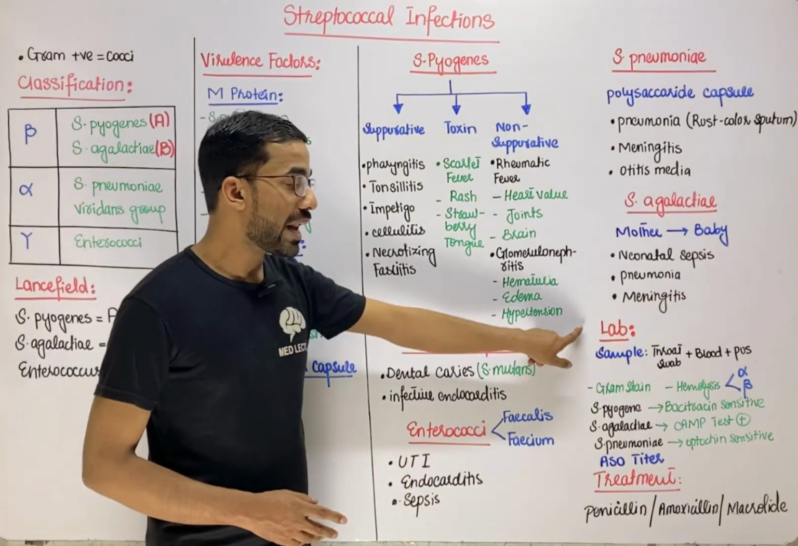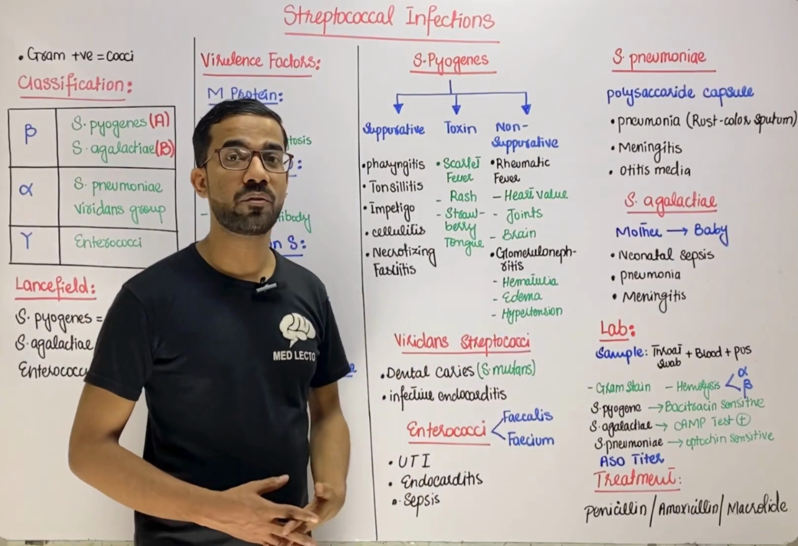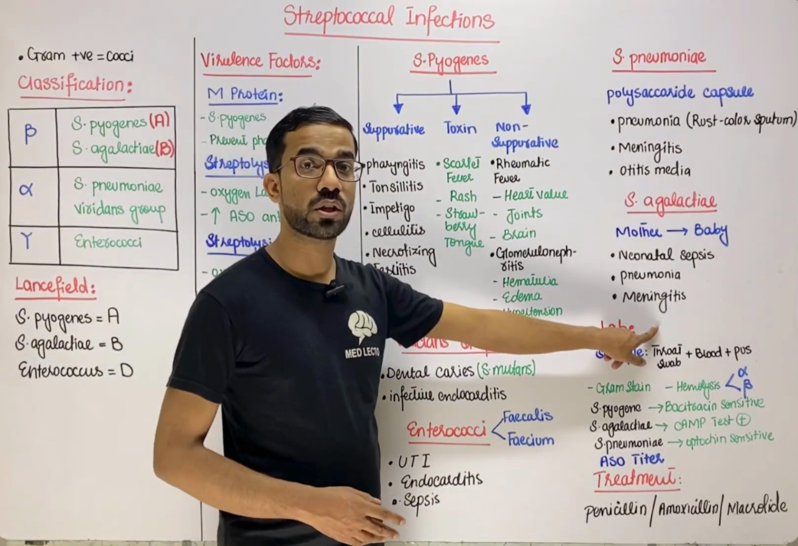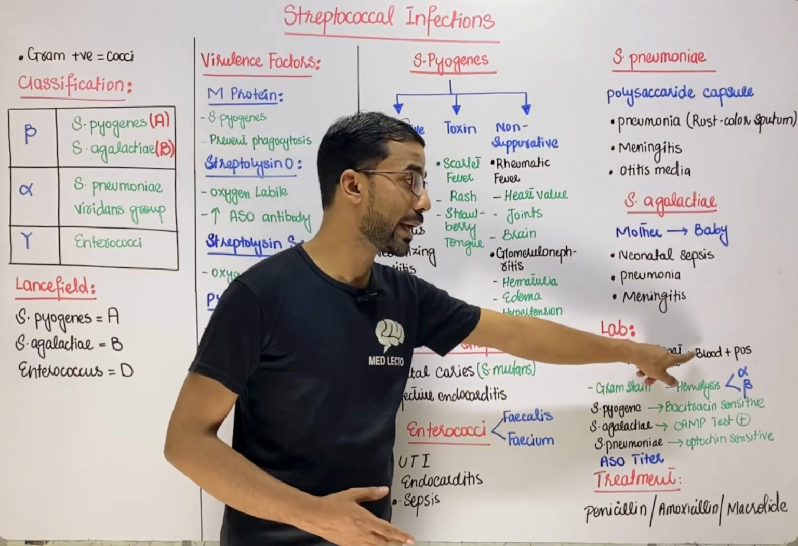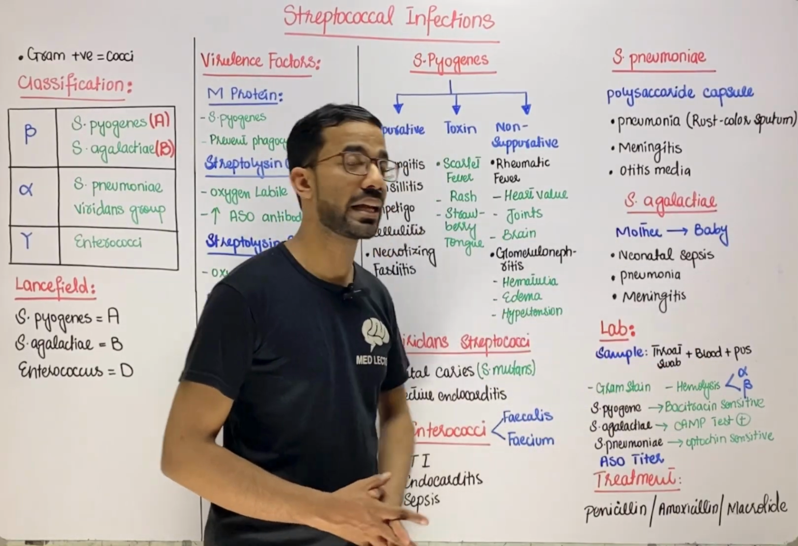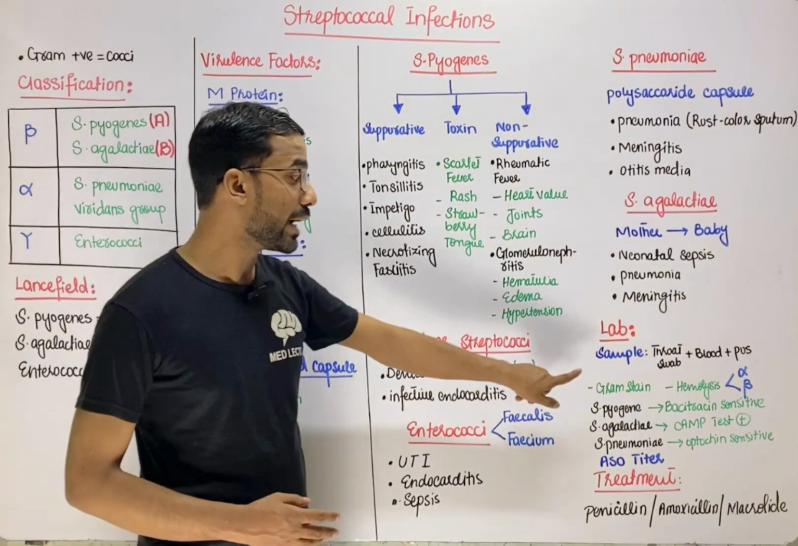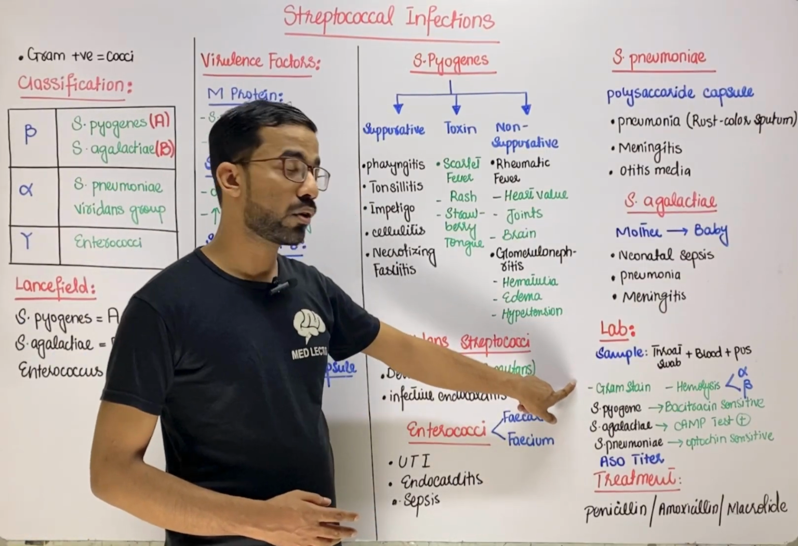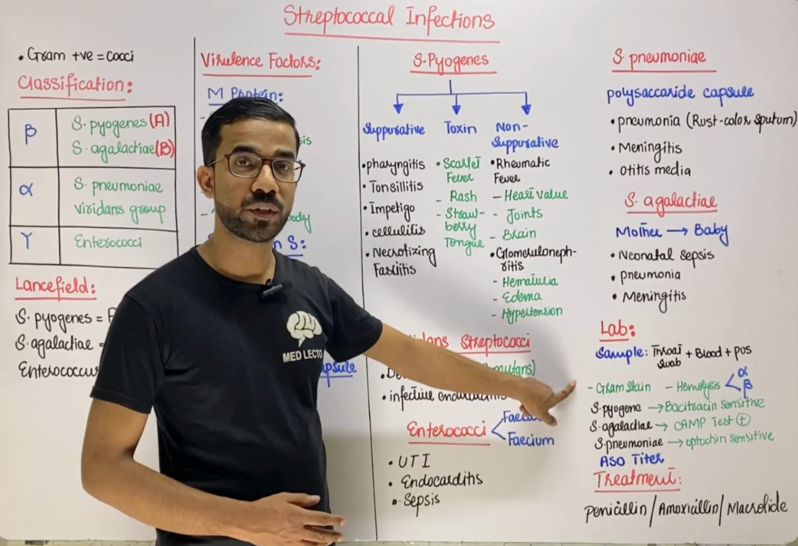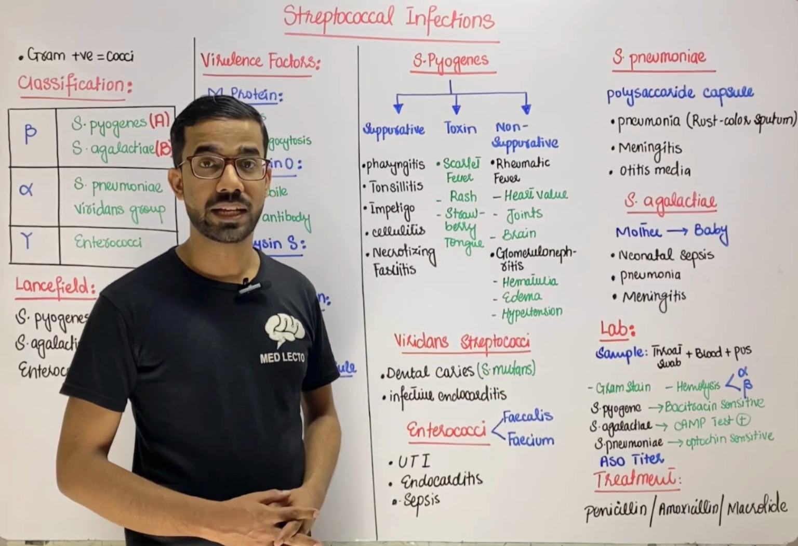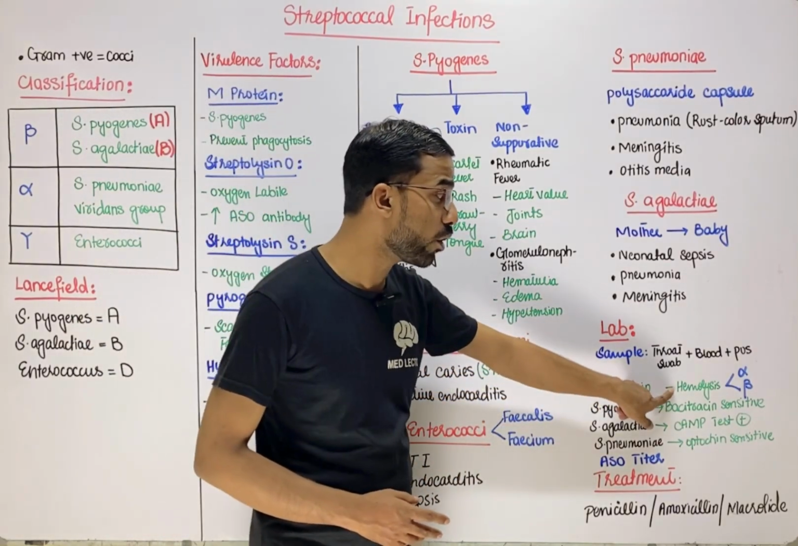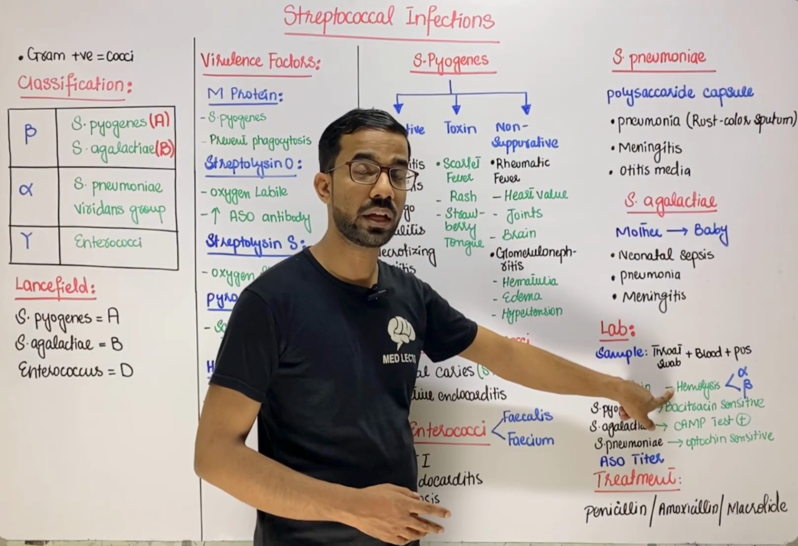And lab diagnosis, what sample will we take? We can take the throat swab, we can take the blood sample, and we can take the pus. So these are the different samples for the culture. And in that case, if we go towards the gram staining, you will see cocci in chains, and hemolysis will also be seen around the colonies.